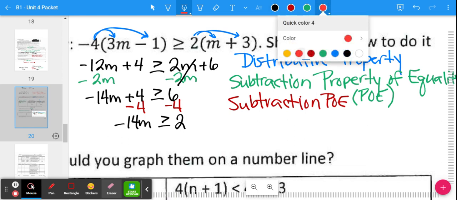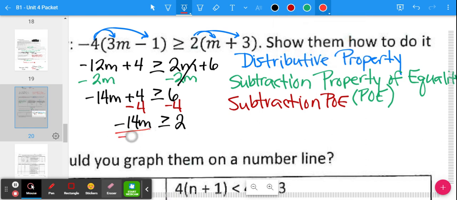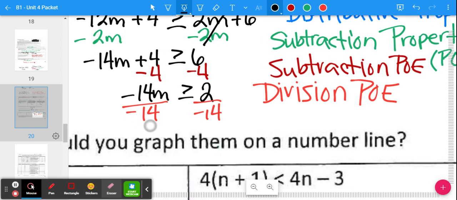So the last thing we need to do is divide by negative 14 on both sides, which is your division property of equality. And that will give us our solution, where m, and remember guys, when you multiply or divide by a negative, you must flip your inequality sign. So m is less than or equal to negative 1/7.